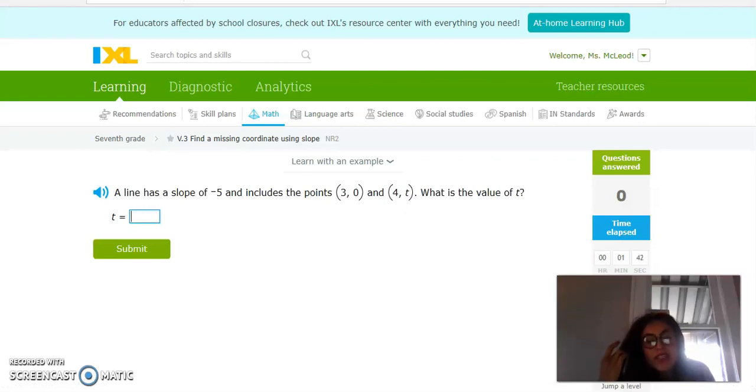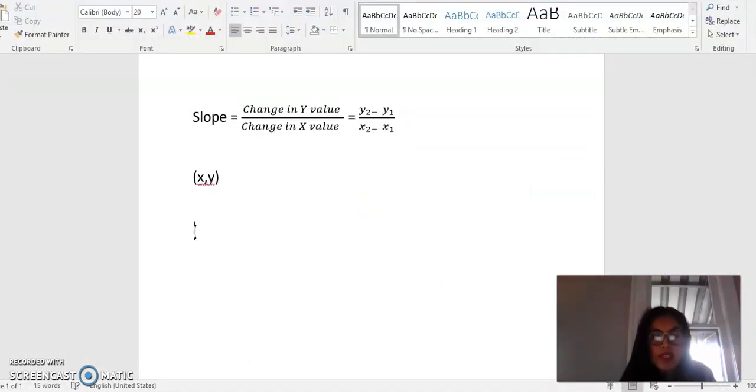It says a line has a slope of -5 and includes the points (3, 0) and (4, t). What is the value of t? I'm going to start by listing the points they gave me. They gave me the points (3, 0) and they also gave me the point (4, t). So we know that 3 is my x, 0 is my y, 4 is my x, t is my y. I'm going to use that information when solving for the missing point.